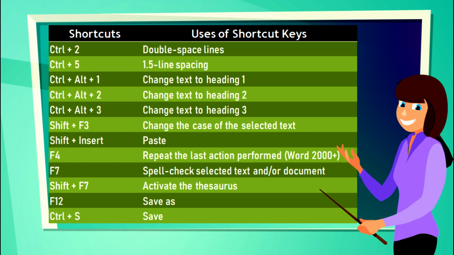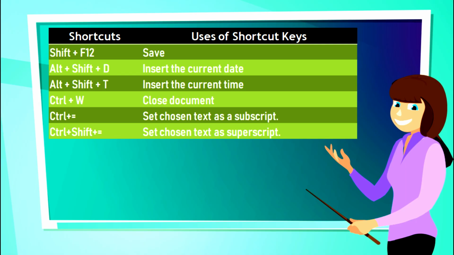F12, save as. Control plus S, save. Shift plus F12, save. Alt plus Shift plus D, insert the current date. Alt plus Shift plus T, insert the current time. Control plus W, close document.